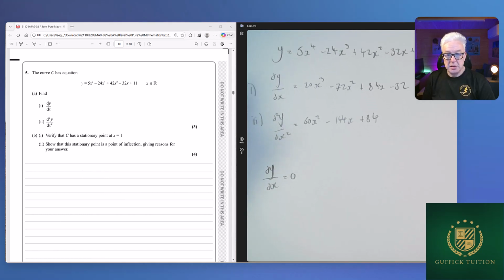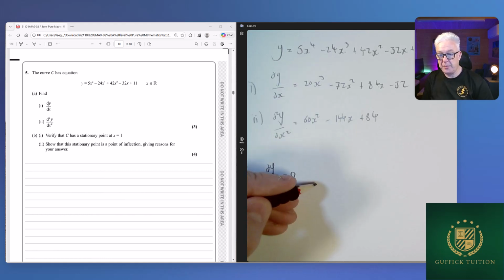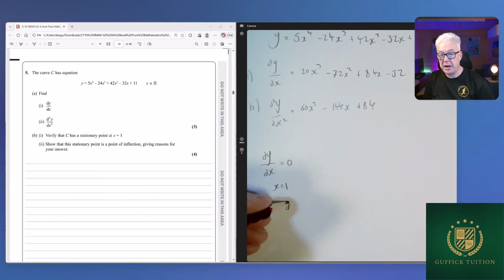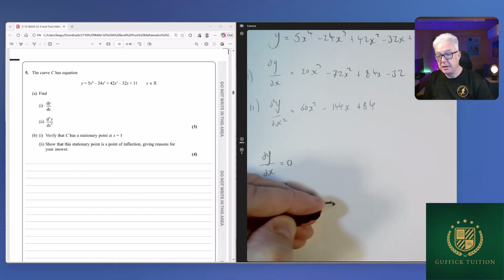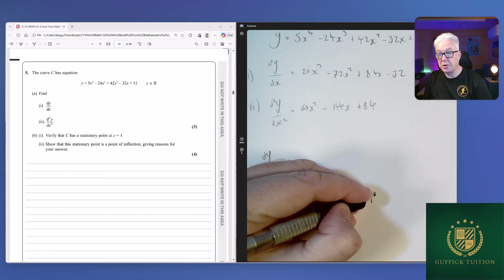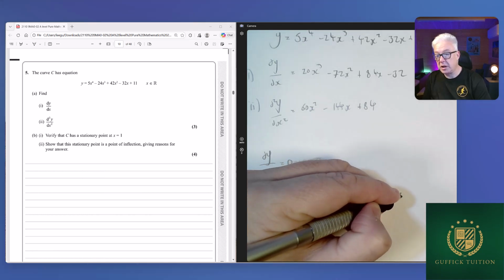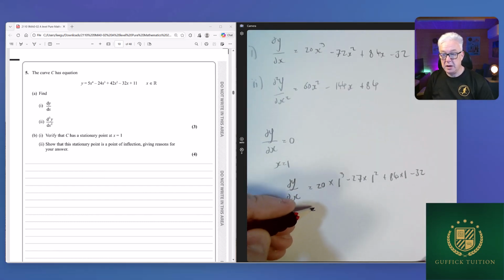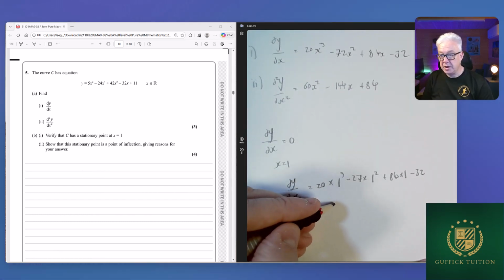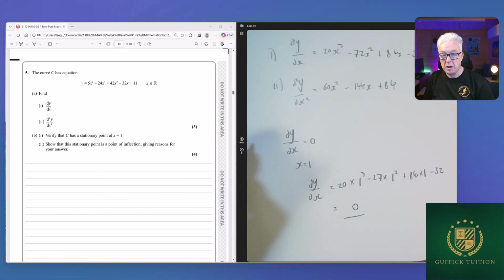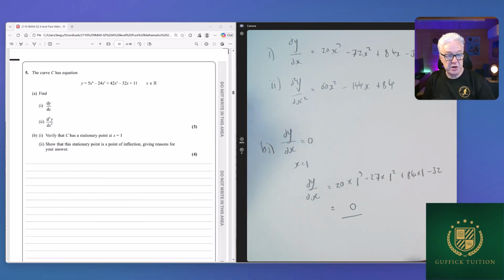So let's go to our dy by dx when x is equal to 1. We're going to have dy by dx equal to 20 times 1 cubed minus 72 times 1 squared plus 84 times 1 minus 32. And then when we work that out, lo and behold, it's 0. So we've verified for the 1 mark for B part 1 that there is a stationary point.